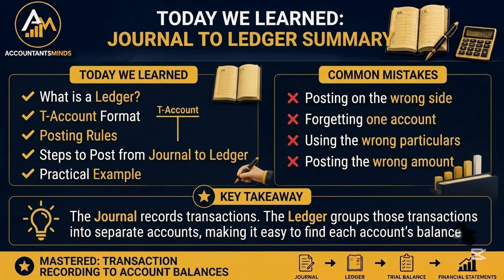When posting to the ledger, avoid these common mistakes. Don't post on the wrong side. Don't forget one of the accounts. Always write the correct opposite account in the particulars column. And always check the amount before posting. Remember this simple accounting flow. Transaction, journal, ledger, trial balance, financial statements. If you understand this flow, the accounting cycle becomes much easier.